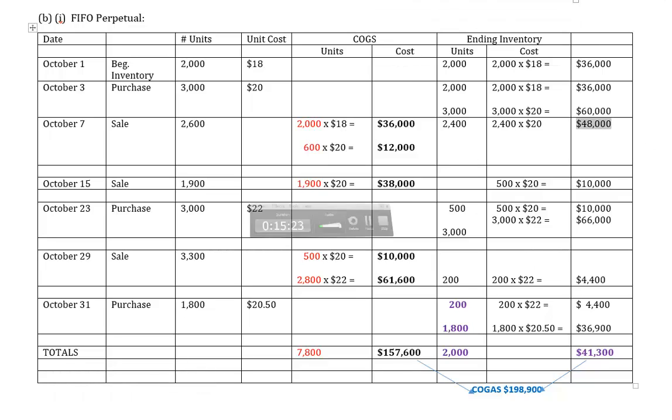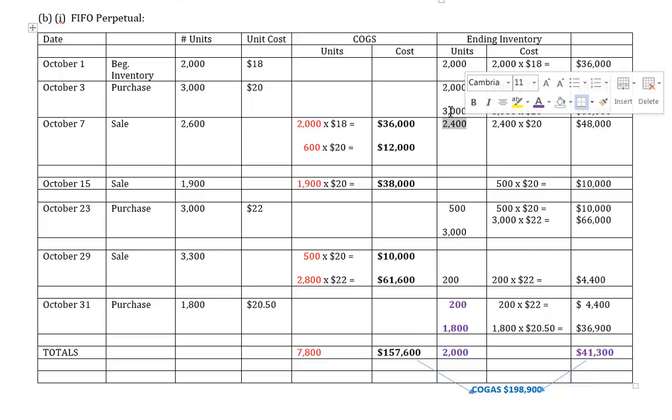So now, let's have a look at the next item, which is another sale on October the 15th, and we sold 1,900 units. Well, we've just established after our October 7th sale that we only have 2,400 units left of the 3,000, because I got rid of the first 2,000 I had in beginning inventory. So I can only take these 1,900 from where? These 2,400, because so far, after what happened on October the 7th, that's my ending inventory so far, right? So these 1,900 units that I sold must have come from these 2,400, which are sitting in my inventory at a cost of $20 a unit.